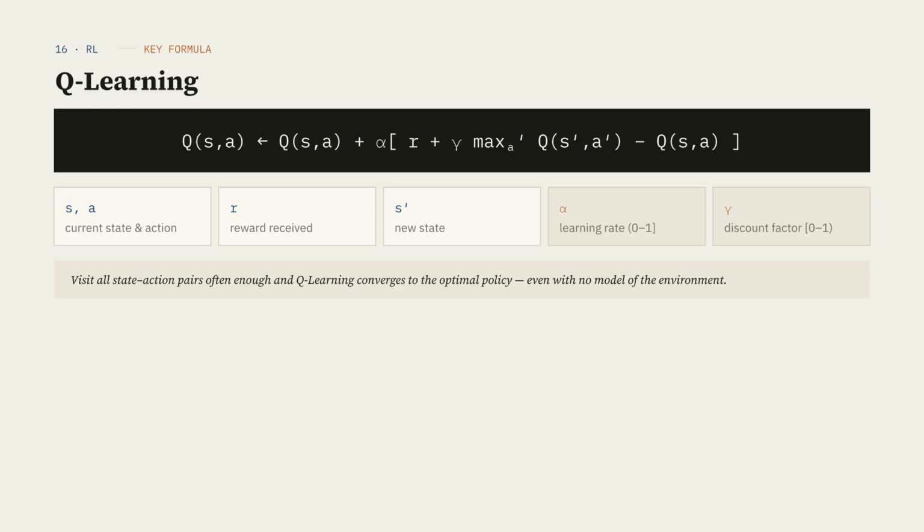Q-learning is a foundational reinforcement learning algorithm. The update rule adjusts the Q value for a given state-action pair based on the immediate reward and the discounted value of the next state. The learning rate, alpha, controls the impact of new information, while the discount factor, gamma, prioritizes immediate versus long-term rewards.